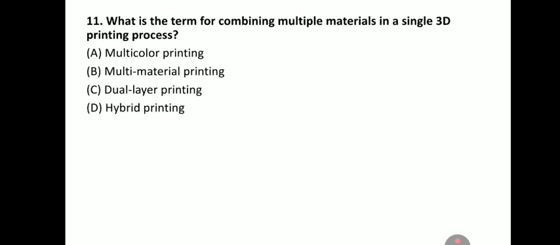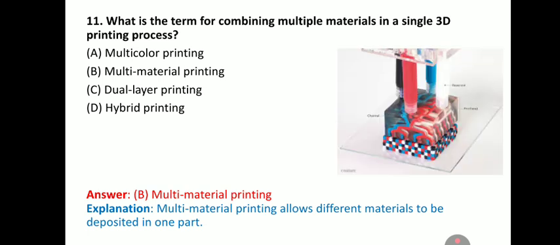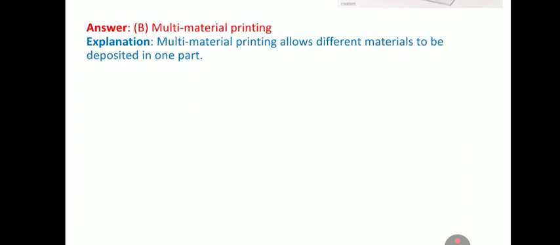Next question, what is the term for combining multiple materials in a single 3D printing process? The answer is multi-material printing. So here you can see the multi-material printing process. Four different nozzles are used to deposit four different materials.